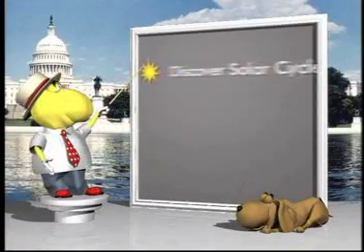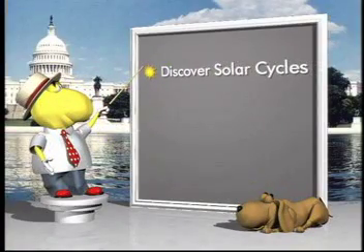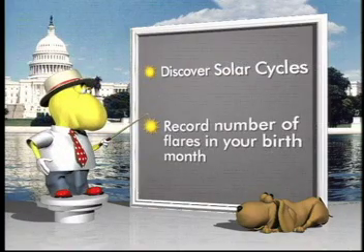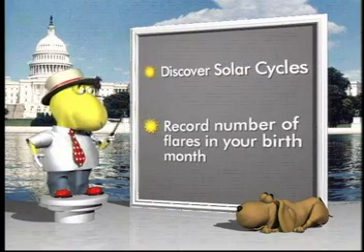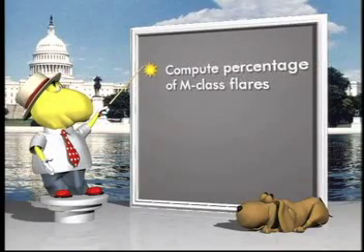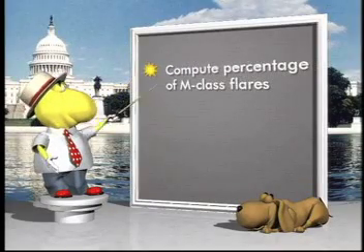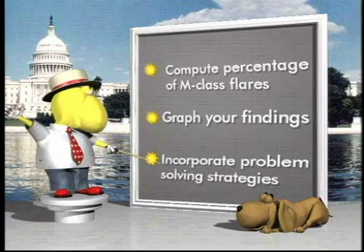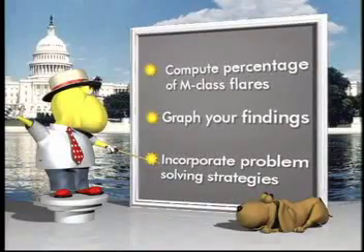Here are the main objectives. You'll discover the solar cycle through an investigation of solar X-ray flares. You'll record the total number of flares in your birth month over an 11-year period. You'll compute the percentage of M-class flares that occur. You'll graph your findings to help you identify the long-term pattern of flare activity on the sun. And you'll incorporate problem-solving strategies in a real-life application.